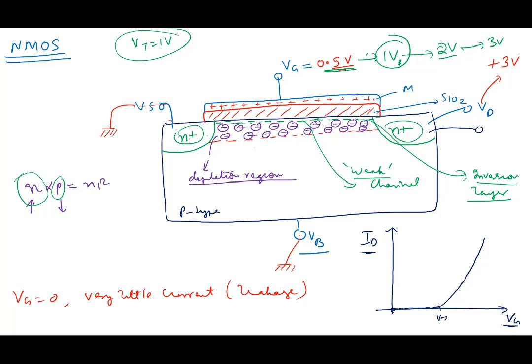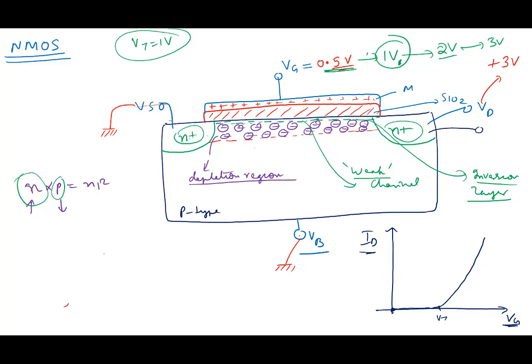So ID starts going like that here. You need a certain amount of threshold voltage to create a reasonable channel and cause reasonable current to flow. Okay? So our characteristics. But note that this graph can be very misleading also. Somebody may draw a graph like this, ID versus VG, and say as if there's no conduction here.